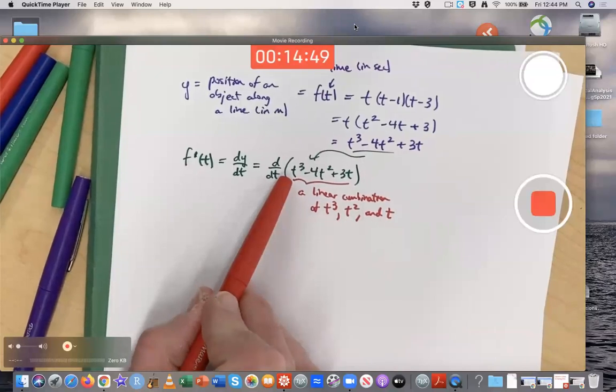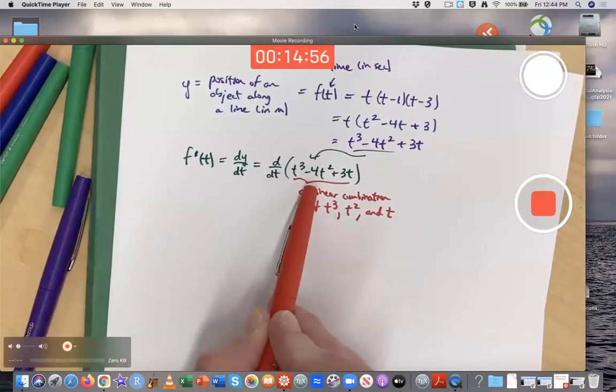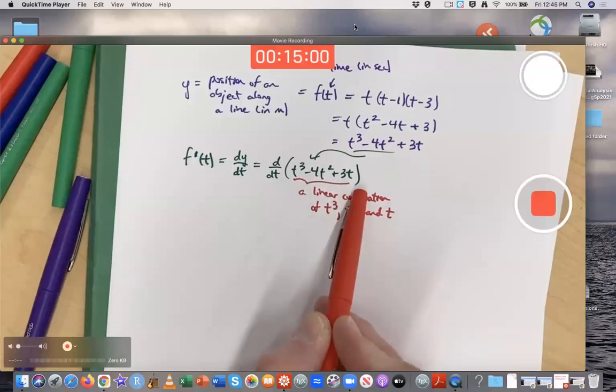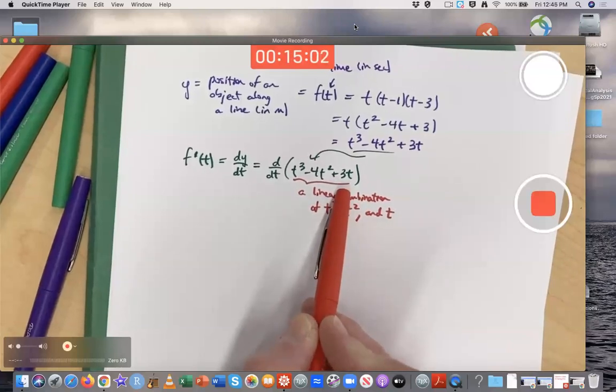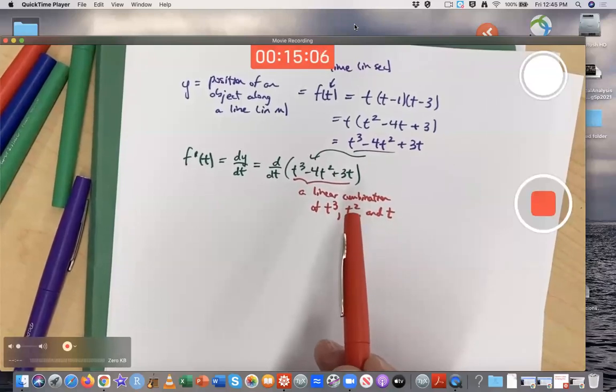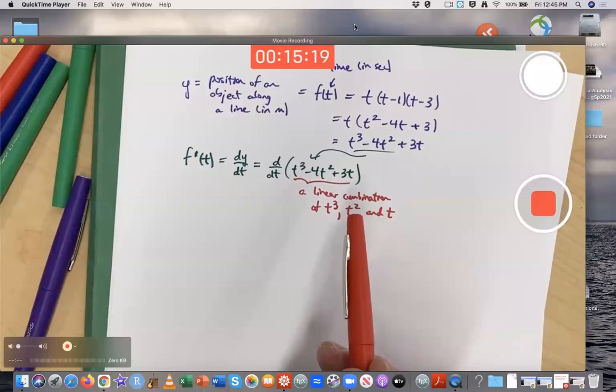So I got t cubed, that means the same thing as 1 times t cubed, minus 4 times t squared, the constant 4, plus 3 times t, the constant is 3. That's called a linear combination. You can have linear combinations of other things in math and science as well, like vectors, for example. If you know about vectors, you can multiply vectors by numbers, often called scalars, and you can add them and you can subtract them. You can form linear combinations of vectors.